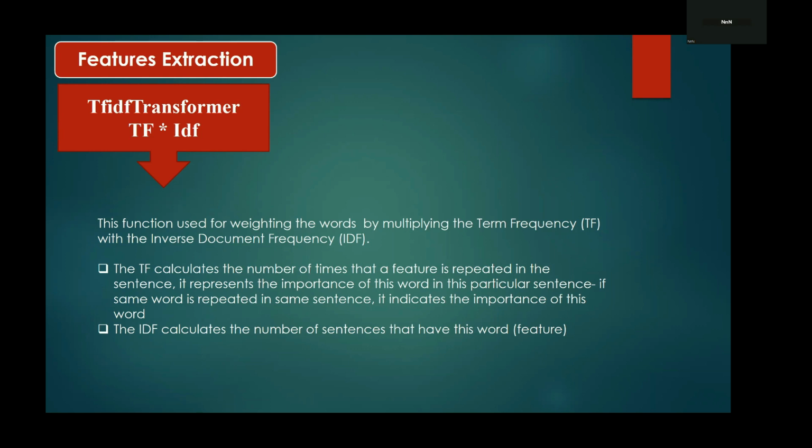It's counted within the same sentence. Then we have to know, for the same particular word, how many times it is repeated in the entire document. This is what we call the TF-IDF transformer, so we multiply both numbers together. The TF calculates the number of times a token is repeated in the sentence, which represents the importance of the word: if a word is repeated more than once, it has a high weight. The IDF calculates the number of sentences that have this particular word or feature. Then we multiply both numbers together to get the transformer.